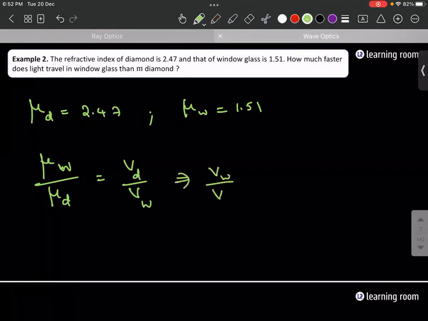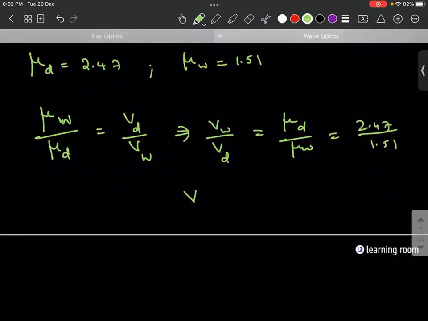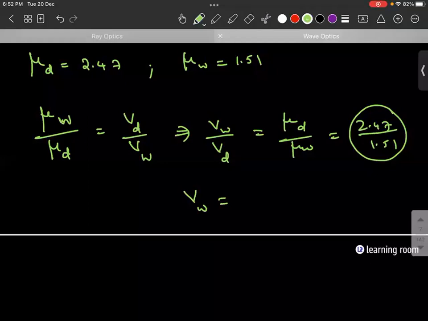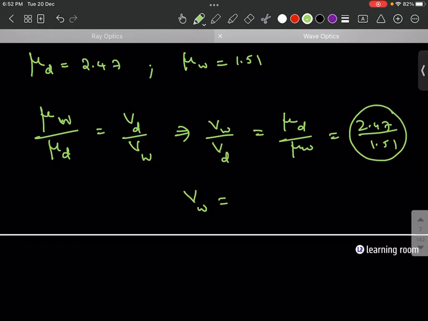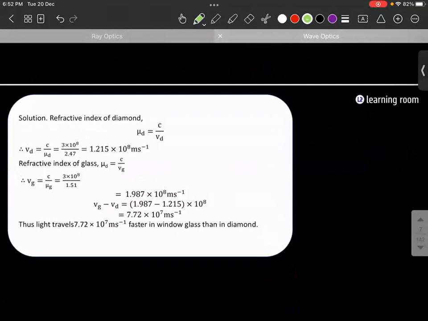So that implies VW divided by VD is equal to mu D divided by mu W. Mu D is 2.47 divided by 1.51. So the speed in window glass is equal to 2.47 divided by 1.51, which is obviously going to be greater than 1 but less than 2. It will be 1.63 times greater than the speed in the diamond.